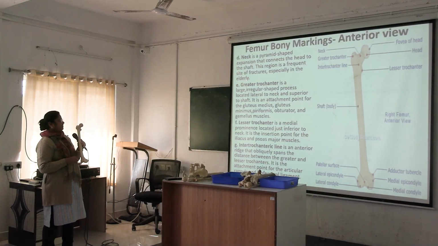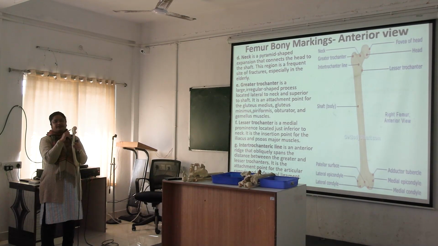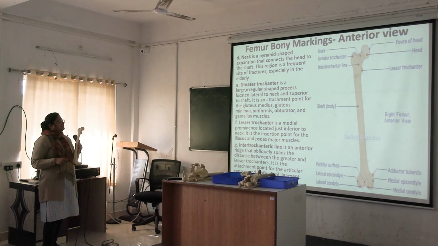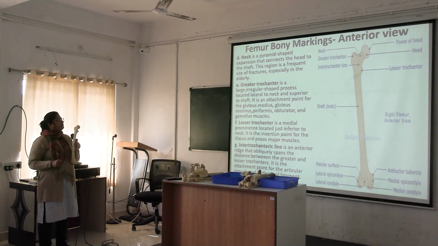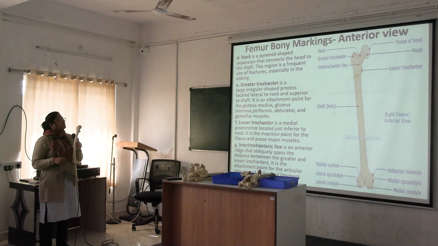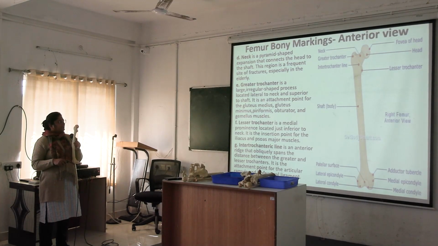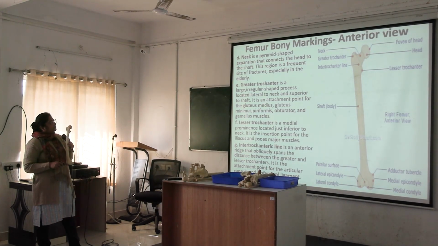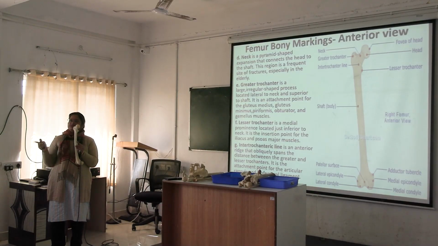Okay. Next is the greater trochanter. Here is the greater trochanter. It is a large irregular shaped process located lateral to the neck, okay, and superior to the shaft. It is an attachment point for the gluteus medius, gluteus minimus, piriformis, two obturators and gemelli. Okay, so where they are attached: gluteus minimus is attached on the anterior surface of this greater trochanter.